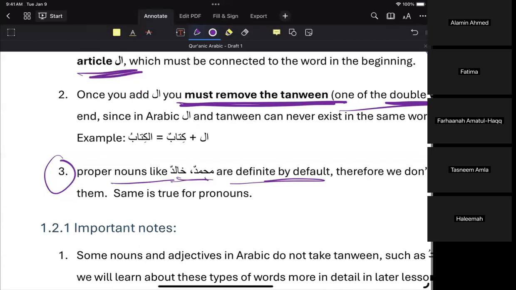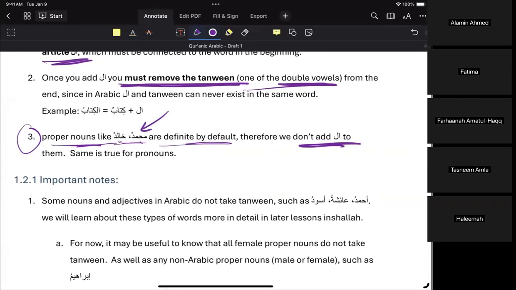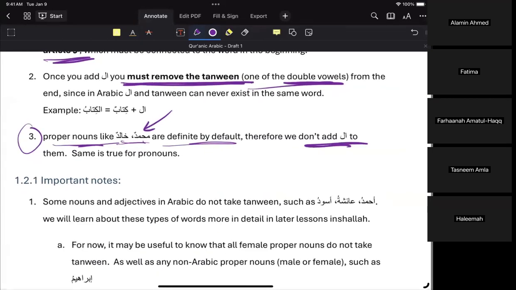When I say Muhammad, we know who you're talking about, right? When we're sitting together and discussing Khalid, we know which Khalid. We're not just talking about a random Khalid in the world. We know exactly that particular Khalid. So that is definite by default. So proper nouns, they are definite. So you cannot add alif lam. Okay, فهمتم? So we don't add alif lam to the names.